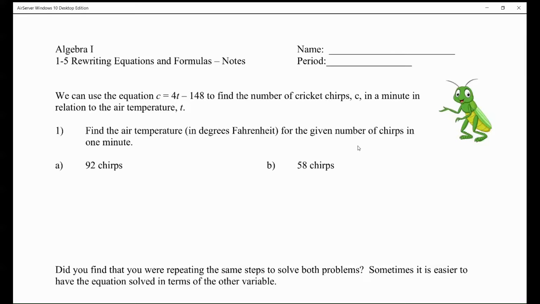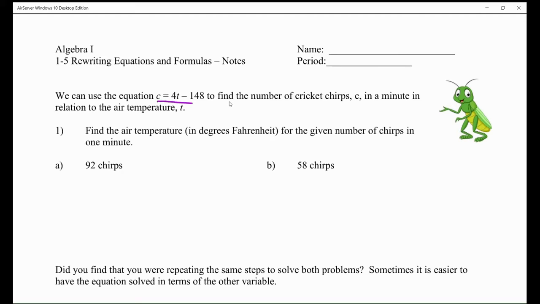These are the notes for 1-5, Rewriting Equations and Formulas. This section can also be referred to as solving literal equations or solving multivariable equations.